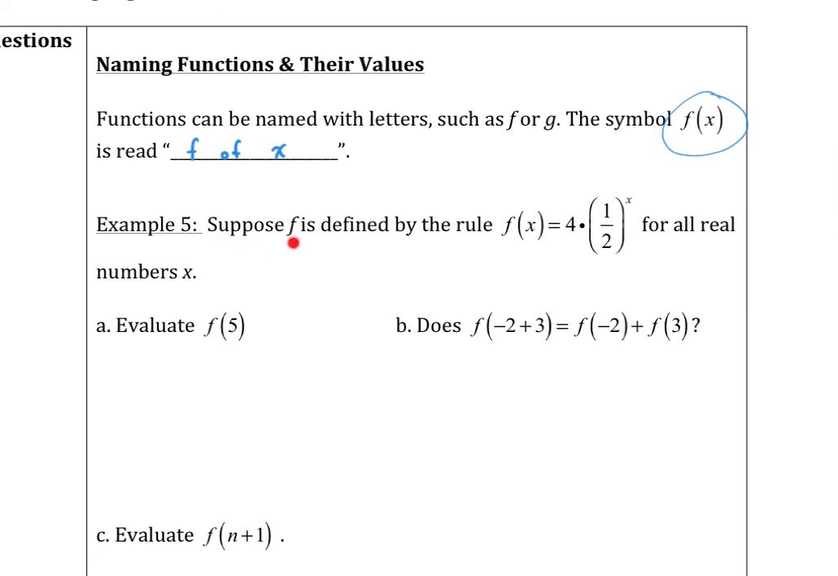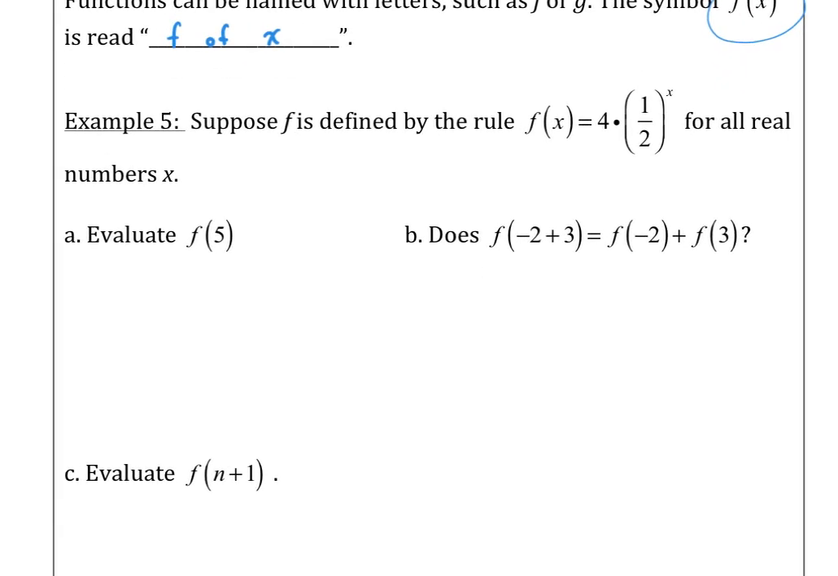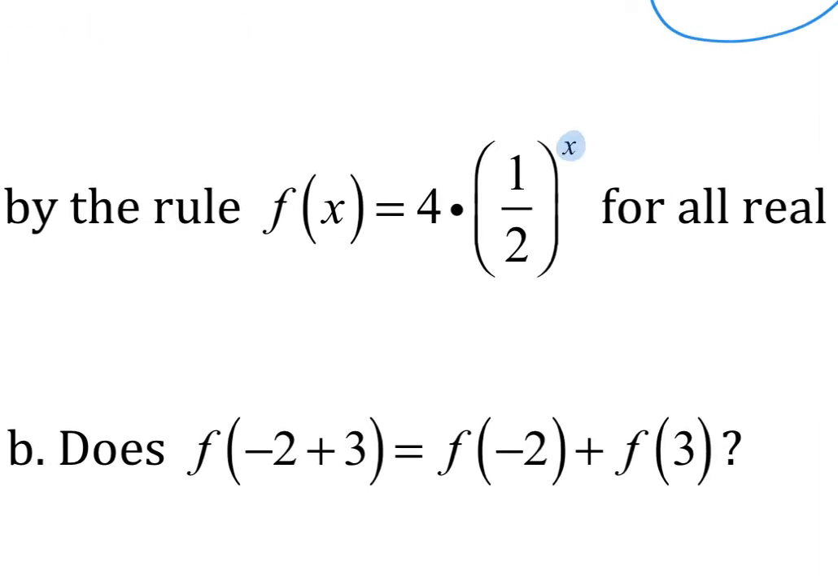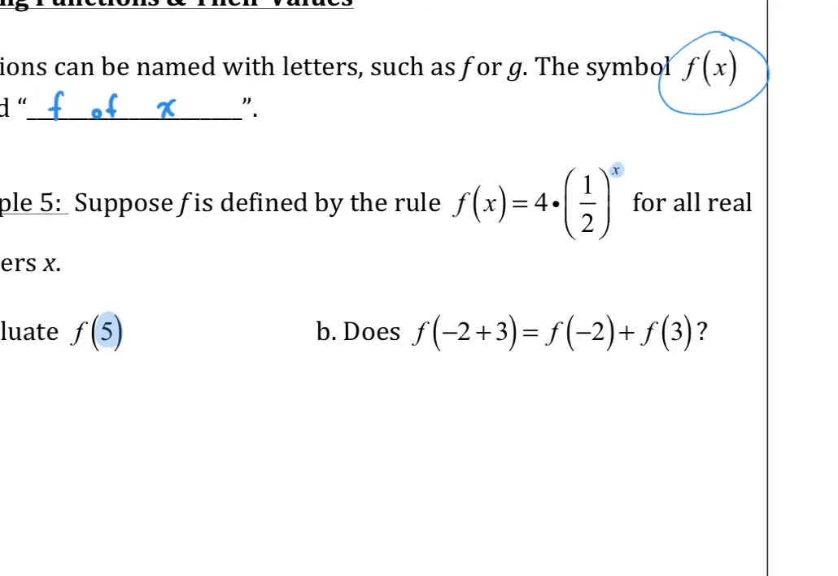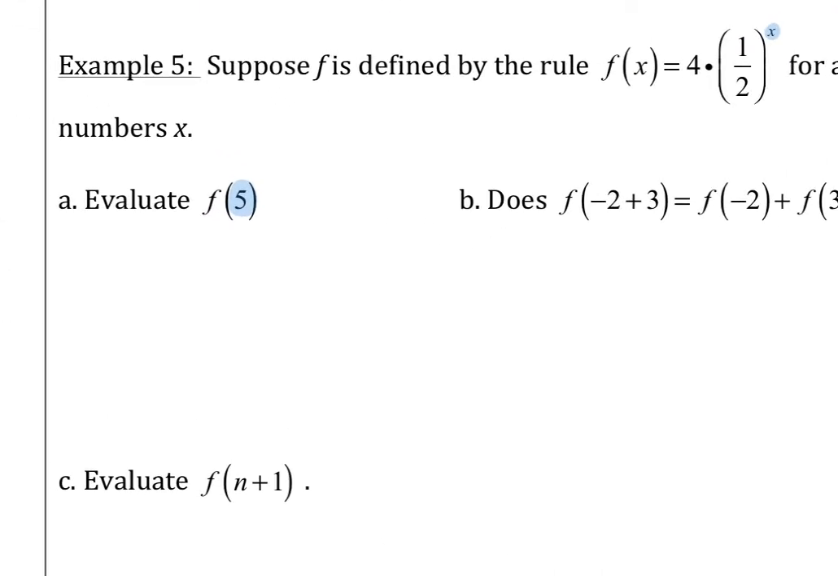So, suppose F is defined by the rule F of X is equal to 4 times 1/2 to the X power for all real numbers X. Let's evaluate F of 5. So all this simply means is you take this value and you substitute it into wherever you see an X in the function. So it's going to look like this. And this is how we can show our work too. So make sure that we show our work in a similar fashion. So I'll say F of 5 is equal to 4 times 1/2 to the 5th power.